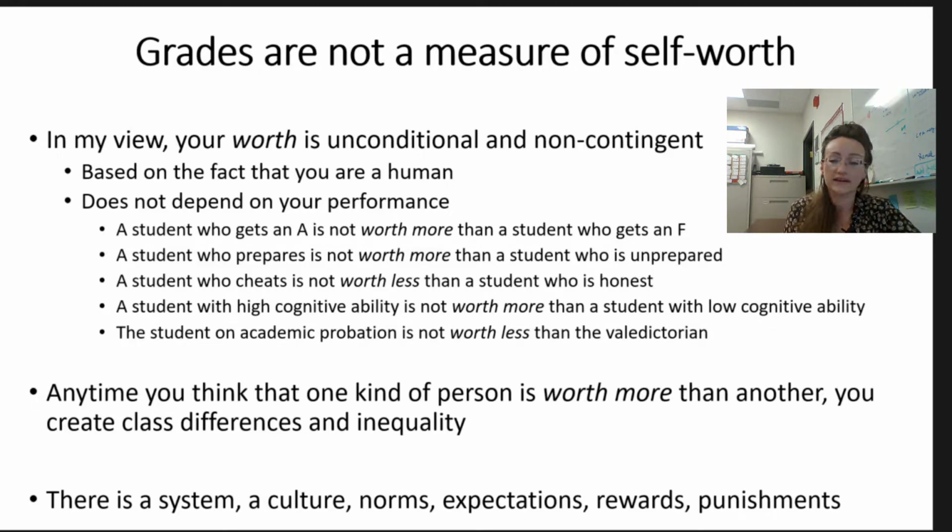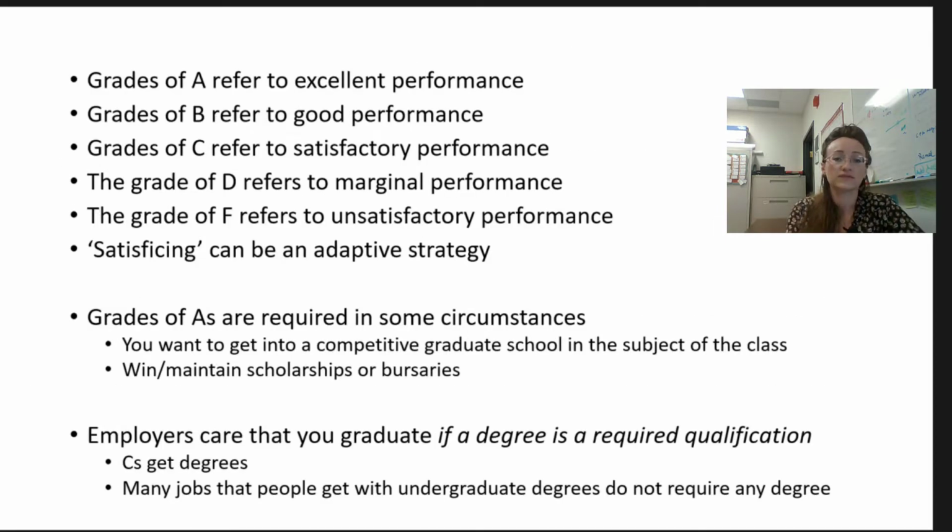But we are in an academic system which has its culture, its norms, its expectations, its values, its rewards, and its punishments. And grades are part of that, but don't take them too seriously. Grades of A refer to excellent performance. B refers to good performance. C's refer to satisfactory performance. D refers to marginal performance, and F is unsatisfactory performance.